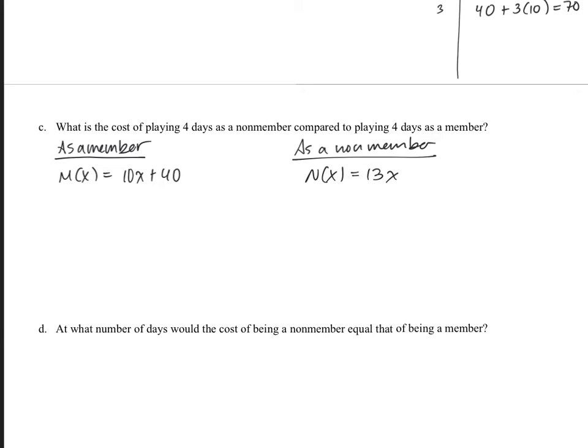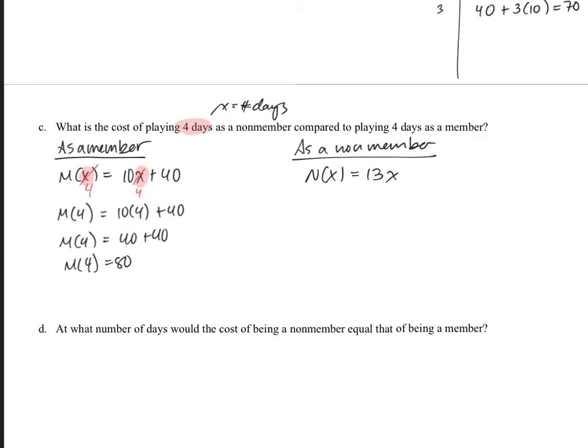So we're looking for x being 4, because remember, x is the number of days. So we're going to go ahead and replace this with 4. Wherever we see x, we're going to replace with 4. And solve. So m of 4 equals 10 times 4 plus 40. M of 4 is 40 plus 40, which is $80 if you played 4 times in that year.